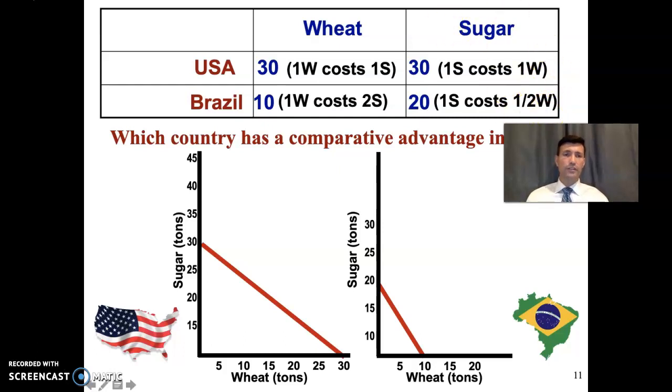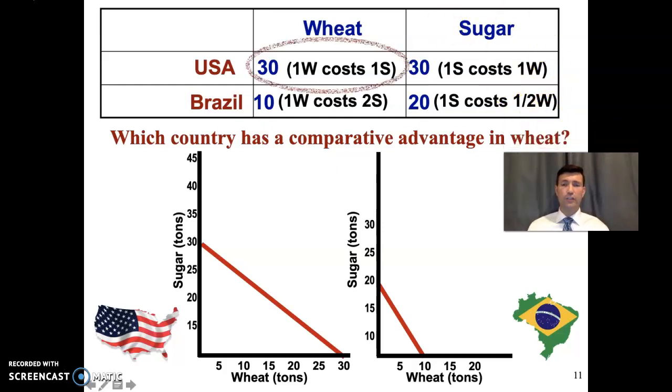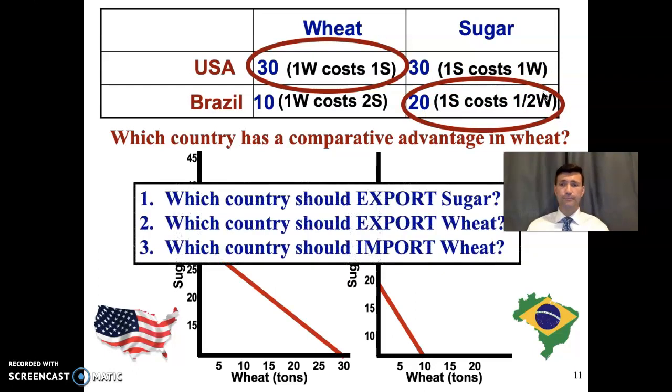So United States, comparative advantage in wheat. Brazil, comparative advantage in sugar. Like that. Just look in the good column. So after you calculate with those simple fractions, look at each good. So in wheat, which one has the lower cost for wheat? United States, because it only costs 1 sugar. Which one has the lower cost for sugar? Brazil, because it only costs half of a wheat. These answers to these questions should be fairly simple and straightforward. The United States should export wheat, Brazil should export sugar and import wheat.